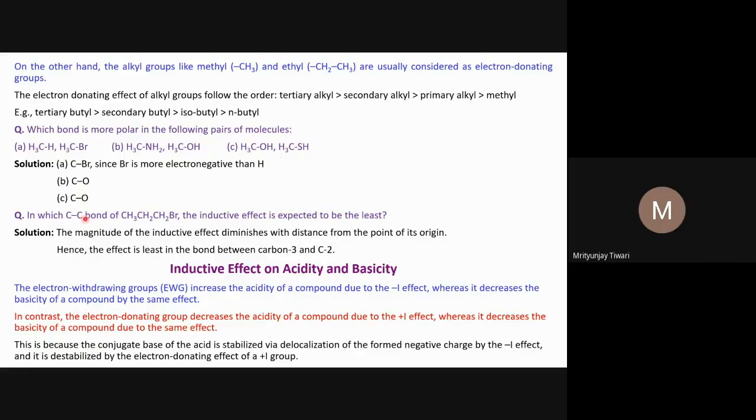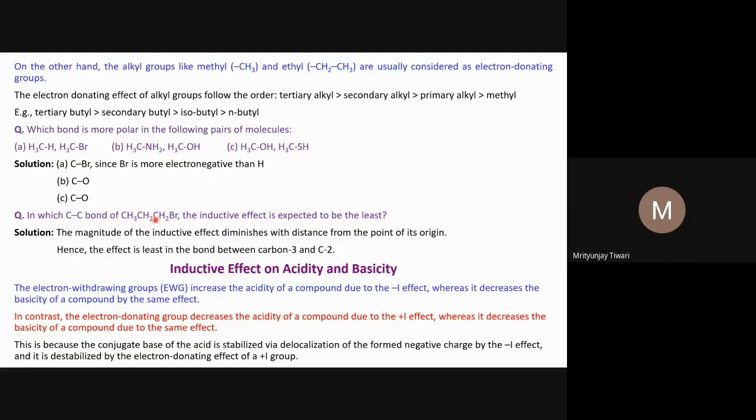Now let us see the next question. In which carbon-carbon bond of CH3-CH2-CH2Br is the inductive effect expected to be least? There are two carbon-carbon bonds: carbon 1, carbon 2, carbon 3. So carbon 1 and carbon 2, and carbon 2 and carbon 3.